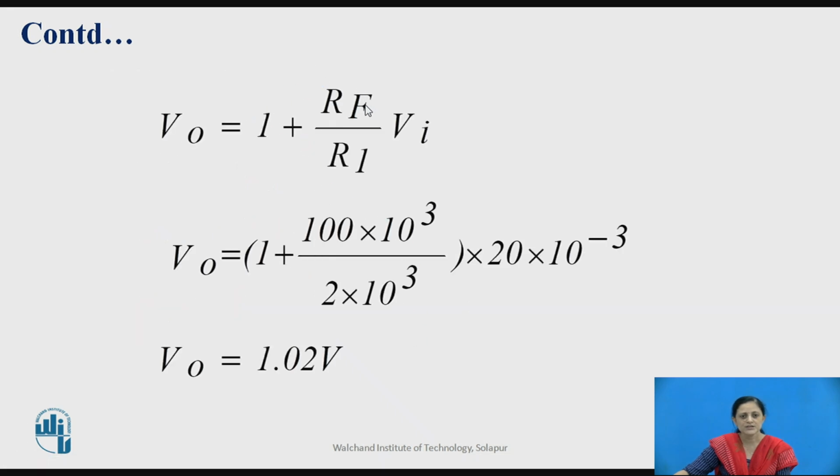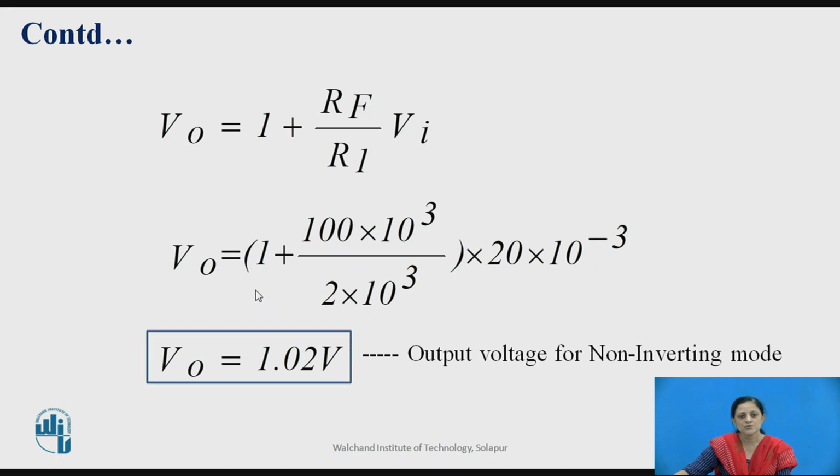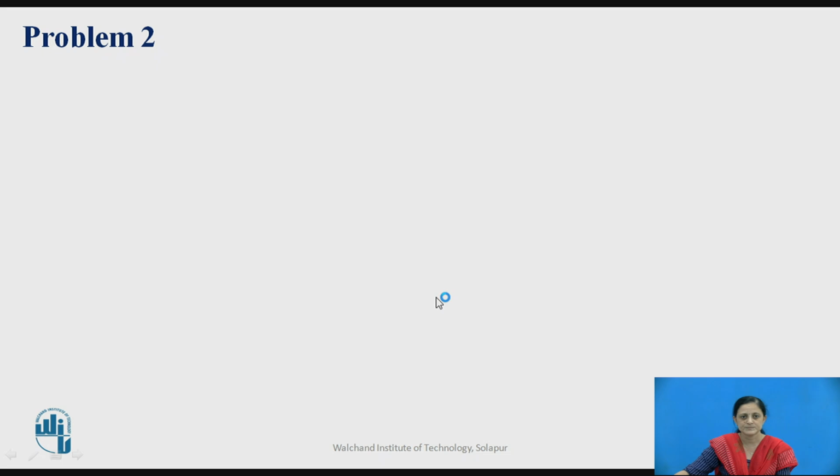Now put that non-inverting voltage gain in the above equation. So VO becomes 1 plus RF by R1 times VI. Put the values of RF, R1 and VI. RF is the feedback resistor 100 kilo ohm, R1 is 2 kilo ohm, whereas the input is 20 millivolt. By solving this equation, you get the output voltage for non-inverting mode as 1.02 volt. Thus, if the resistance values and the input value are known to you, you can find out the output voltage for inverting as well as the non-inverting mode.